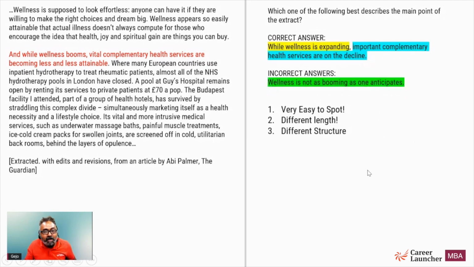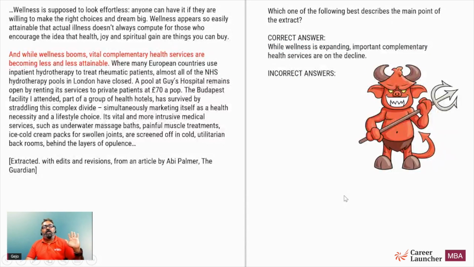Second of all, look at the structure. The sentence number one has a slightly complex structure. While it's expanding, important complementary services are on the decline. The incorrect answer: wellness is not as booming. This is like a stupid test question setter. We are not stupid question setters. We are evil question setters, ladies and gentlemen. We can't do this. We'll have to come up with traps.